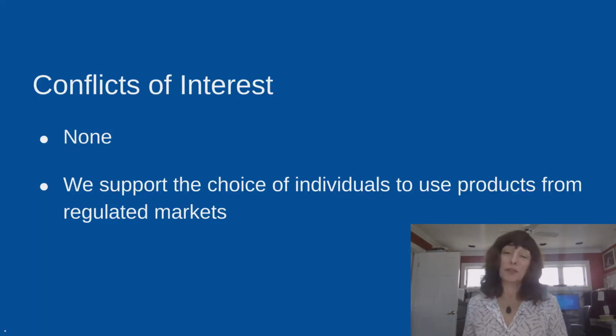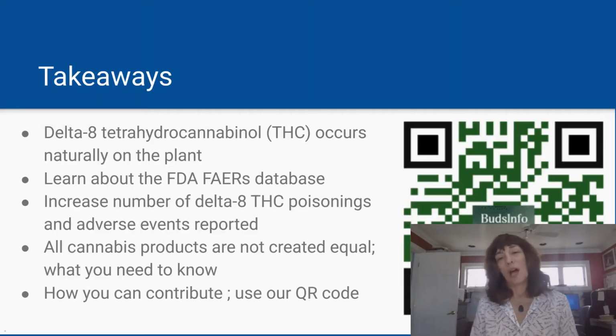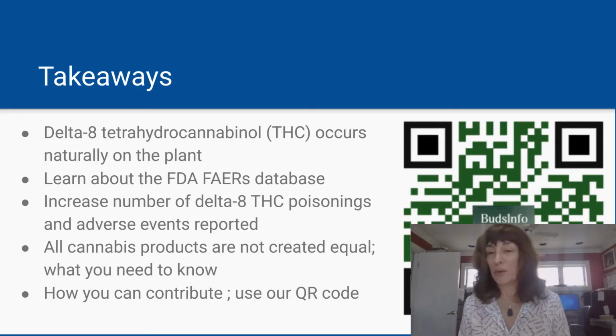These are our conflicts of interest. We don't have any. However, we do support the choice of individuals to use products from regulated markets. More on that later. So the takeaways from today: you'll learn that delta-8 tetrahydrocannabinol occurs naturally on the plant, if you didn't know it. You'll learn about the FDA FAERS database, that there's an increased number of delta-8 THC poisonings and adverse events, that all cannabis products are not created equal, and how you can contribute by using our QR code. You can scan it now, or hopefully you'll scan it later.